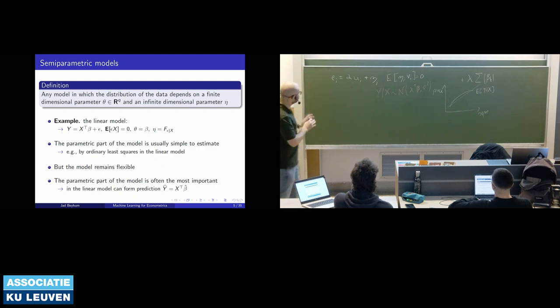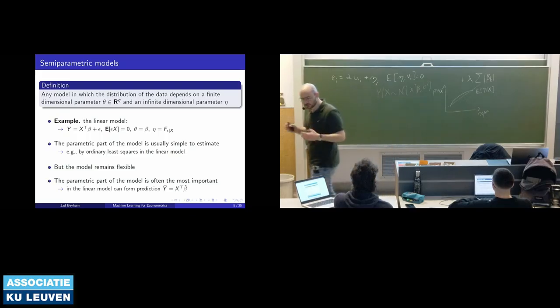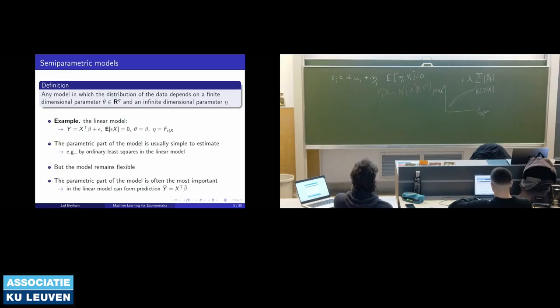And what's nice with this type of model, and that's what we saw before, is it remains somewhat flexible. This is more flexible than the linear model with Gaussian error, because we don't assume that there are Gaussian errors. But it's still simple to estimate. We saw we can just do that with OLS, and we can form predictions as x prime beta hat, where beta hat is just the OLS estimator.